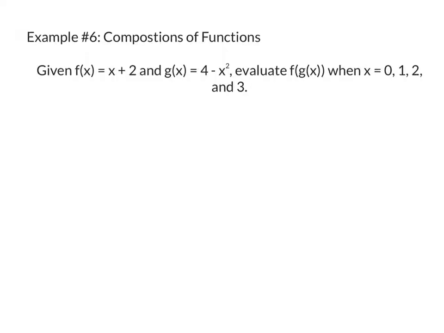So in example 6, we're given that f of x is equal to x plus 2 and that g of x equals 4 minus x squared. And we're asked to evaluate f of g of x when x equals 0, 1, 2, and 3. So in order to do that, the first thing I want us to do is actually find f of g of x. So to find f of g of x, we are going to substitute g inside of f. So inside of the f function, I'm going to place or substitute my entire g function.